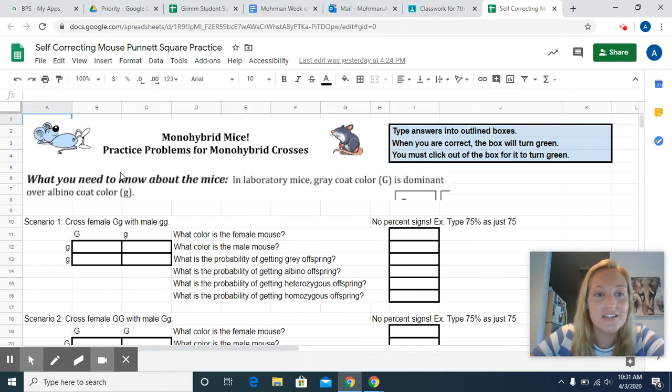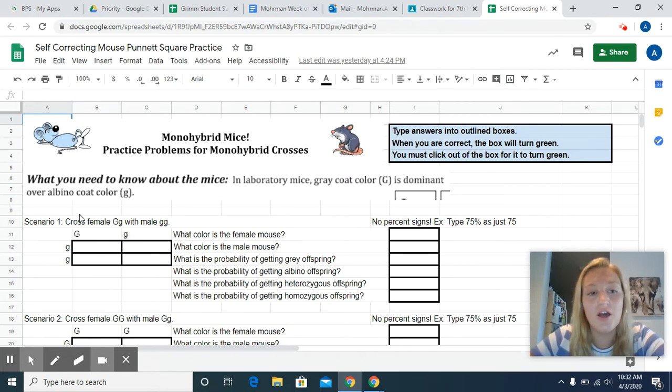First, we're looking at mice today. What we need to know about the mice is that in laboratory mice, gray coat color is dominant over albino coat color. We know that dominant traits are shown with capital letters. So gray is big G, and our recessive albino trait is going to be little g. That's what you need to keep in mind as we go through these.